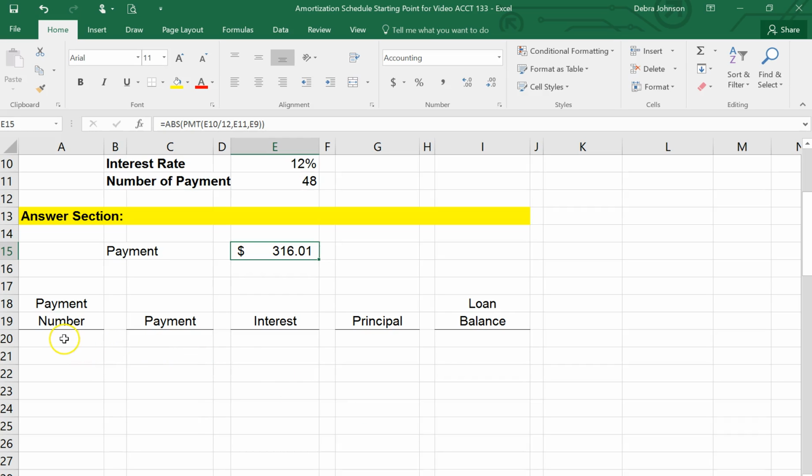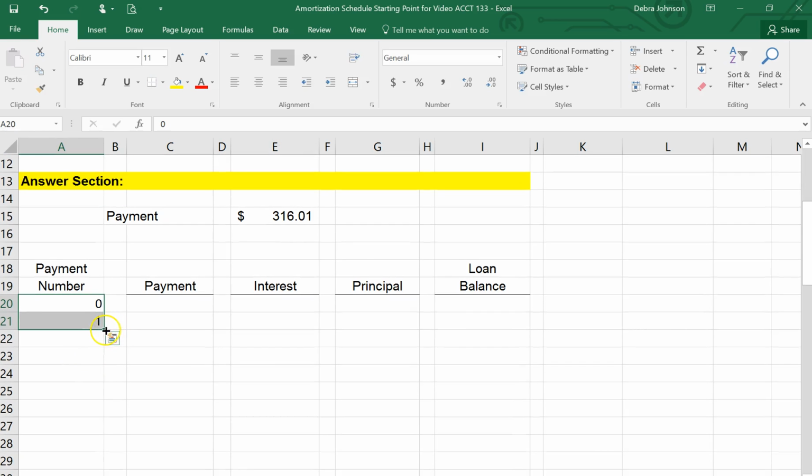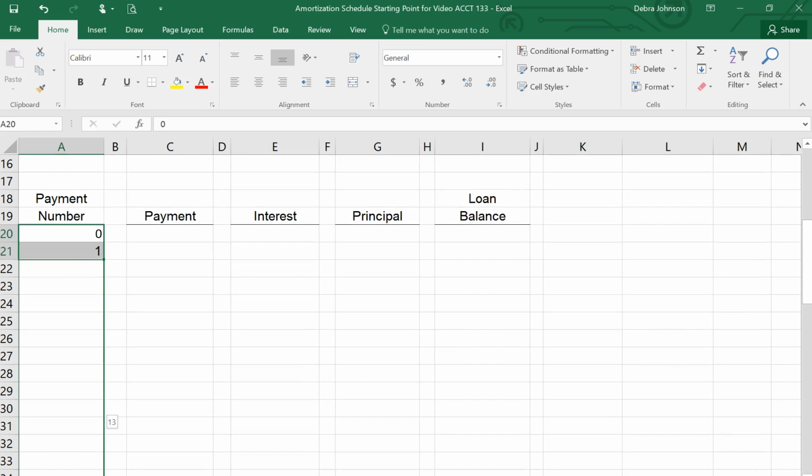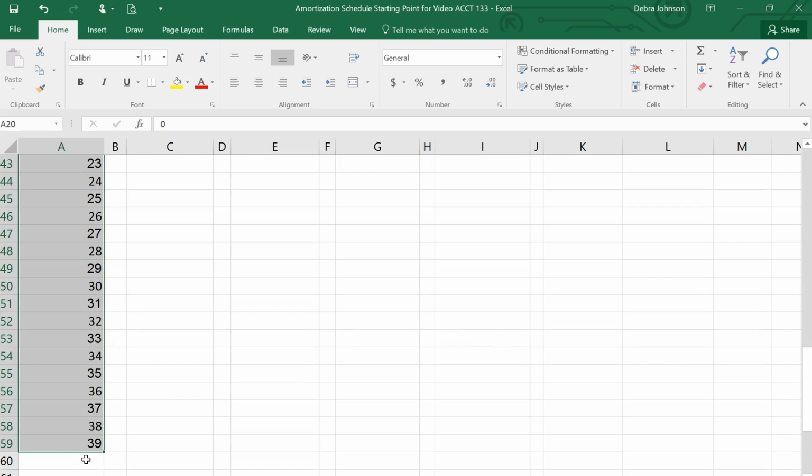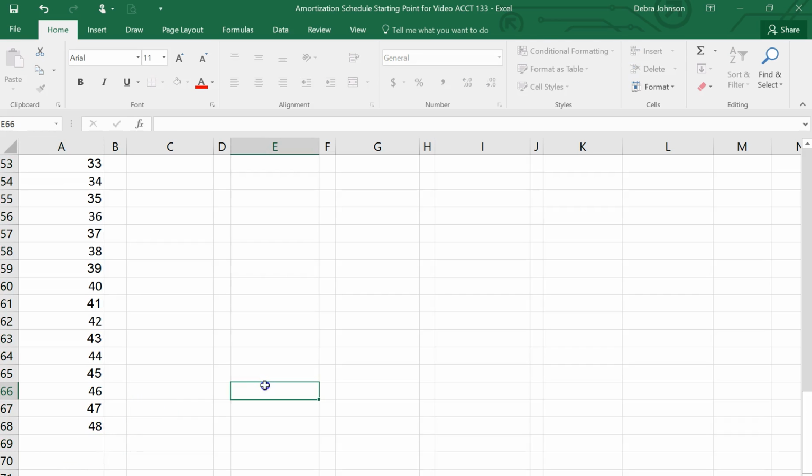The first step is to put in the required columns, which you will see on the screen. And since I have 48 payments, I'm going to enter 48 lines. I'm going to do this using the fill handle by putting in the first payment as 0 and the next one as 1, and then dragging it down enough to have 48 payments. You don't have to worry about being specific because you can always add or subtract. So in this case, I have an extra payment. I'll just go in and delete it.